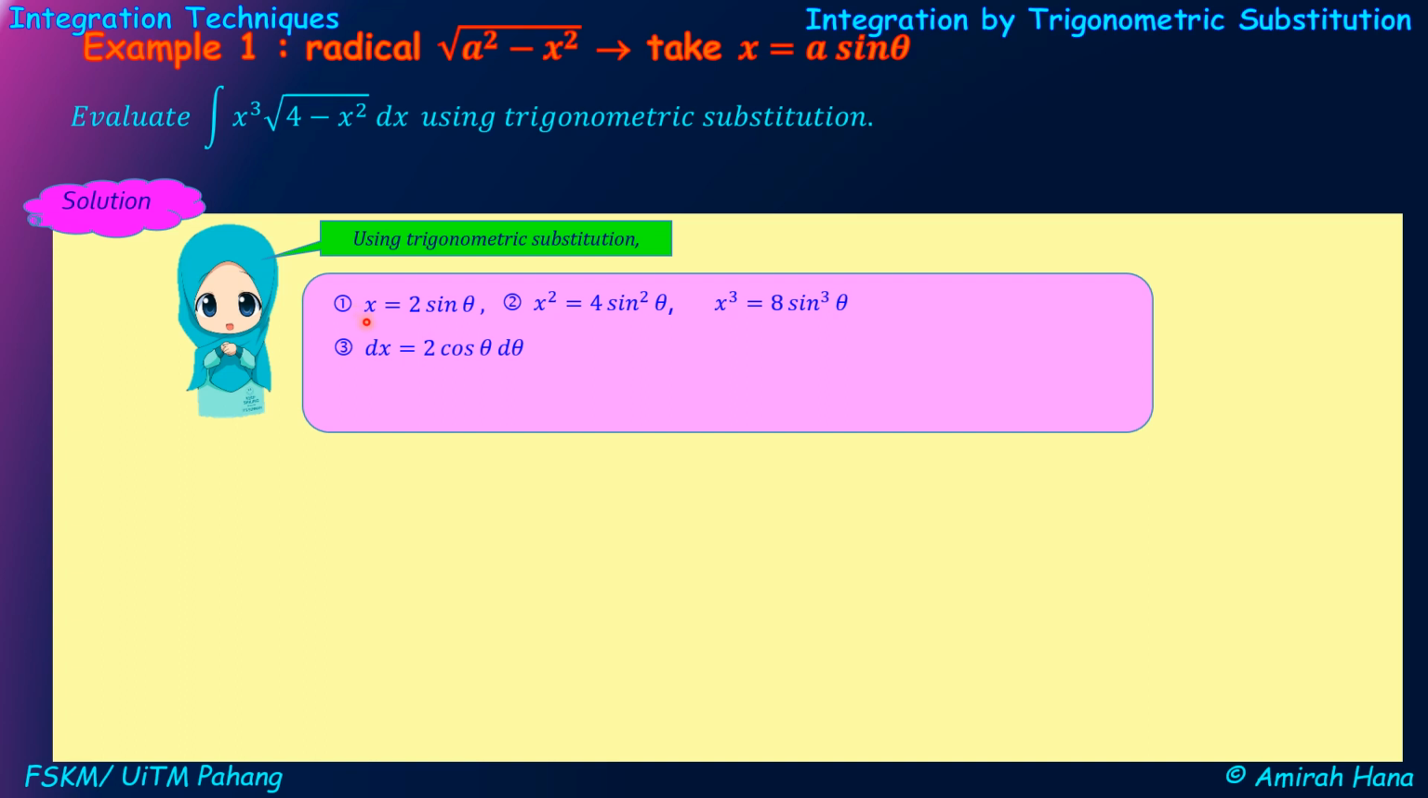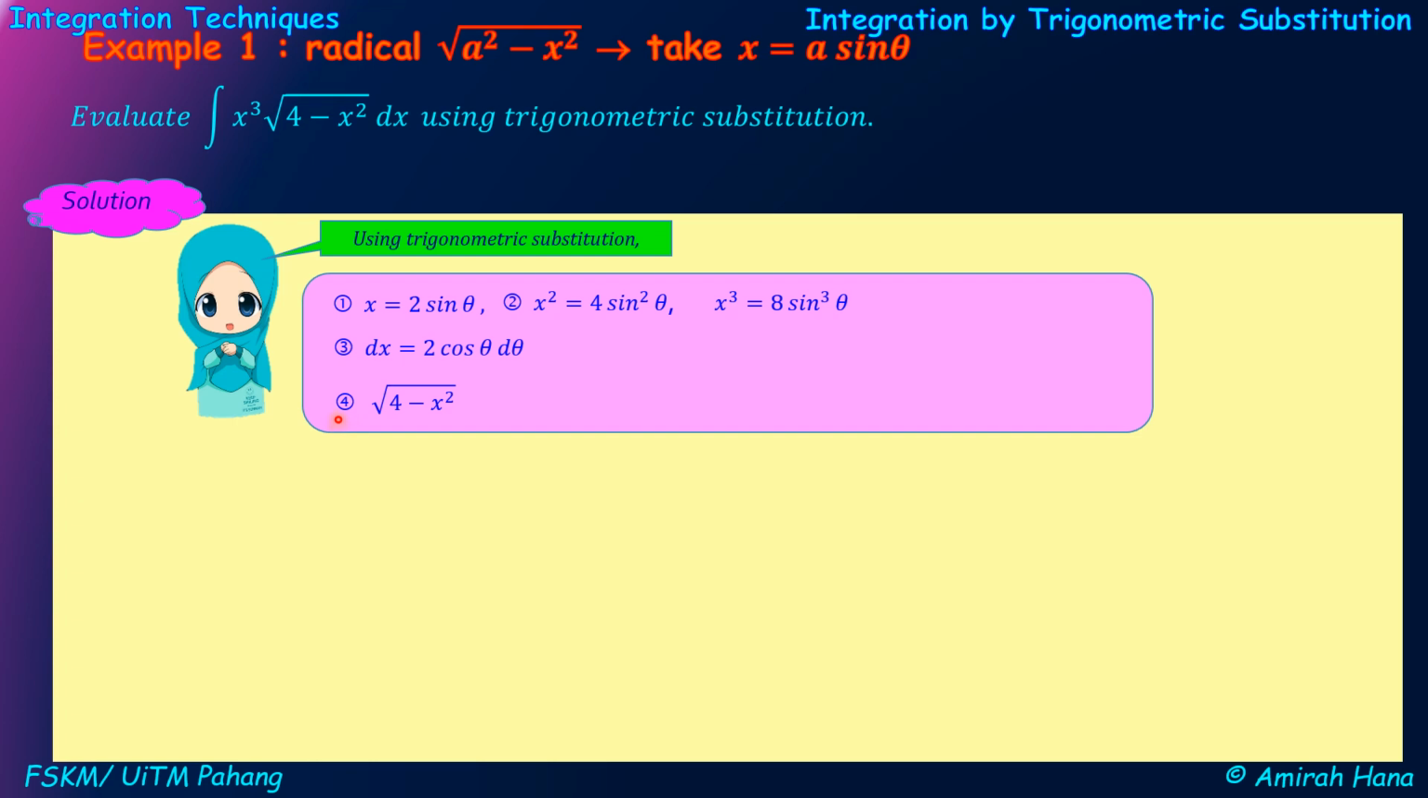Right? From step 1, we have x equals 2 sin theta. When we differentiate x with respect to theta, we have dx over d theta, which equals 2 cos theta. Right? D theta here comes from the d over d theta on the left hand side. But we need to write dx as the subject, so that's why we move d theta over here. Right?